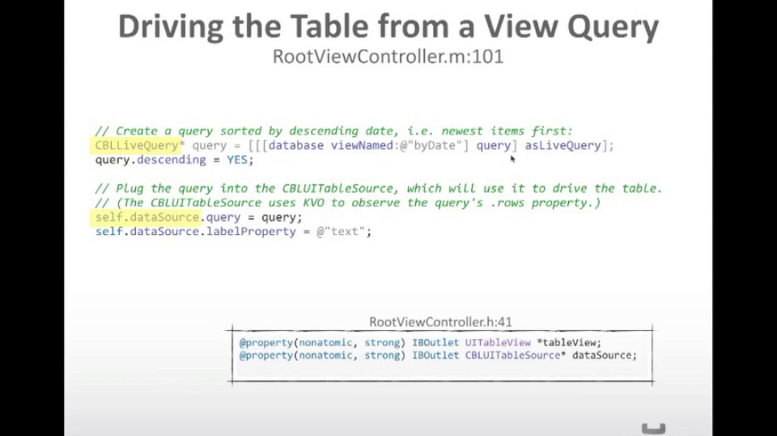Back to the example, so there's the CBL live query on the first line that we've created, and then the second highlighted bit is where we're actually plugging that query into the data source. We also set a property on the data source called label property, which is a convenience where a lot of the time you've got some JSON property in your document that you want to show up as the main text label in your table row. So if you just set this label property on the data source, it knows to grab that property out of your document and stick that into the table view.